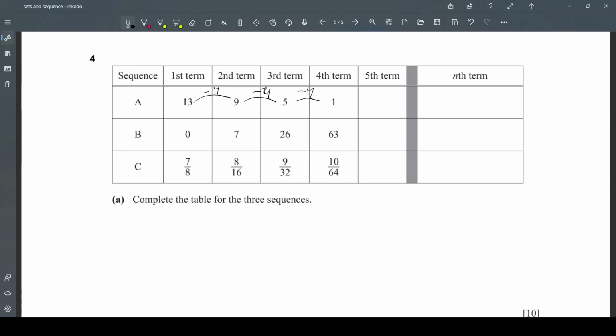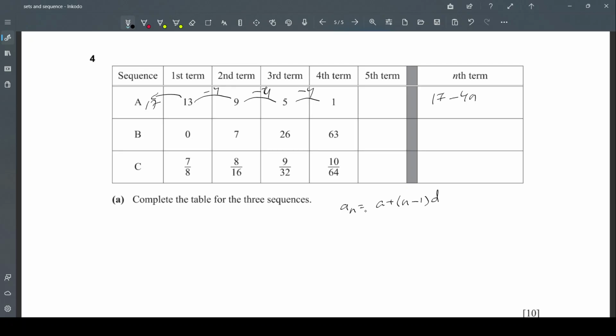So as I told you, the next term should be what? 13 plus 4 gives you 17, right? So 17 plus 17 minus 4, either you can do it in this way, or else you can also use the nth term. The nth term is a plus (n minus 1) into d.